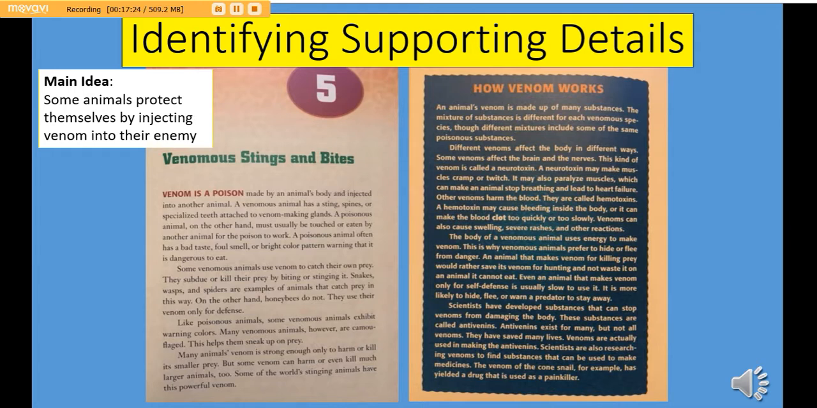Scientists are also researching venoms to find substances that can be used to make medicines. The venom of the cone snail, for example, has yielded a drug that is used as a painkiller. Take a moment to pause the video, look back at the section that was just read, and see if there are any details that you need to pull out as supporting details for your main idea.